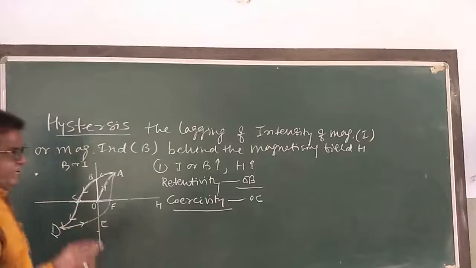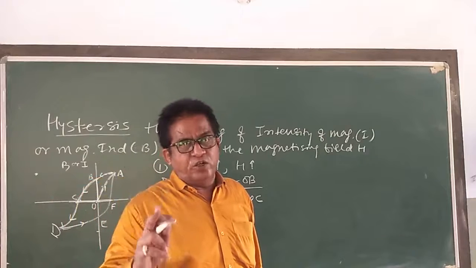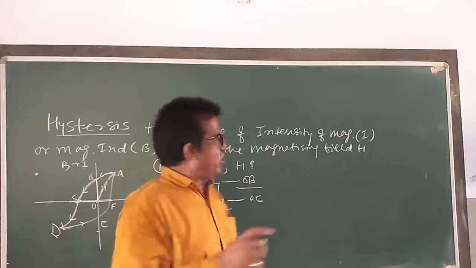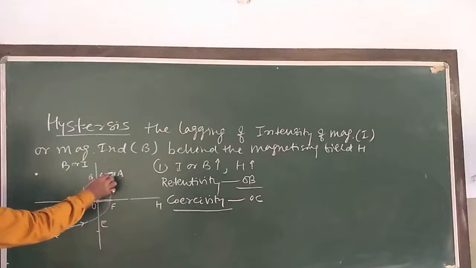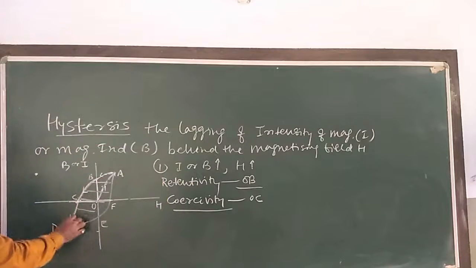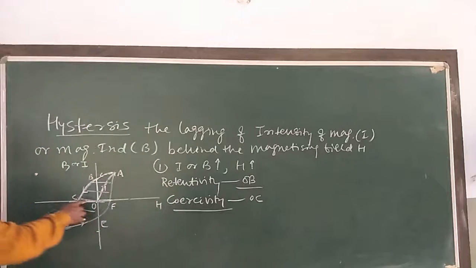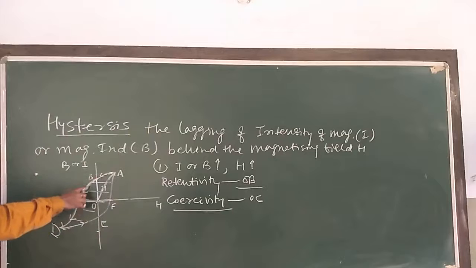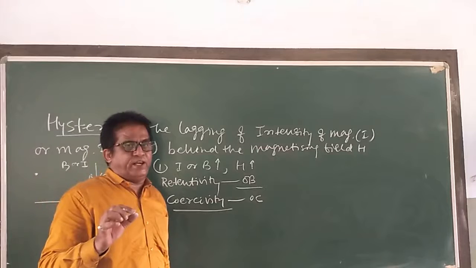So this process where H becomes 0 but I or B is not 0, this lagging behind is called hysteresis. The important point: the area of this hysteresis loop is a measure of energy dissipated per cycle per unit volume of the specimen.